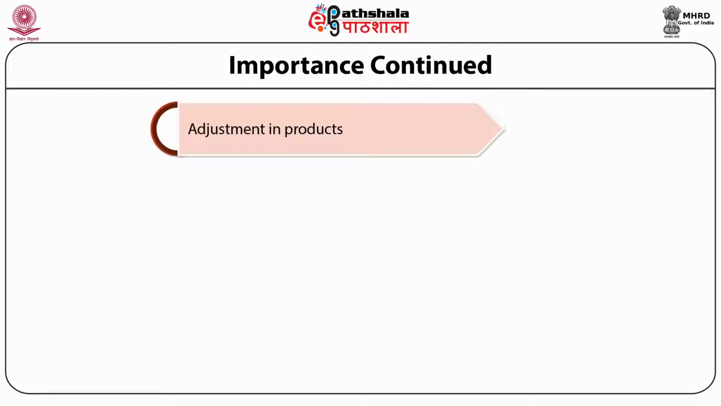Adjustment in the products. Under market segmentation, marketers can make finer adjustments in their products and market communication according to the changing tastes, needs, nature, and other requirements of the customer. We can take the example of Maruti 800 and Maruti Alto. Maruti has designed its product, which is Maruti 800, in accordance with the middle level segment or the lower level income group.